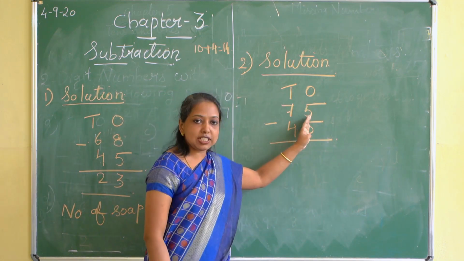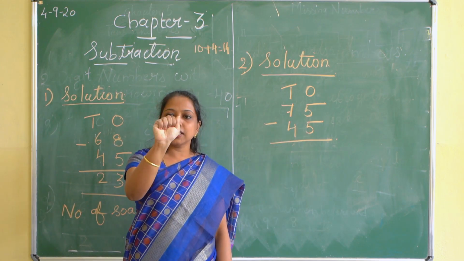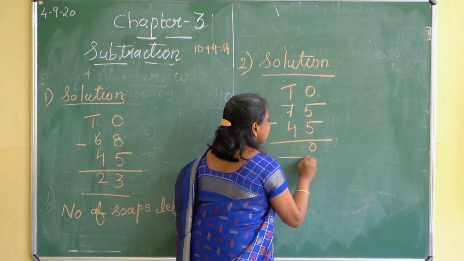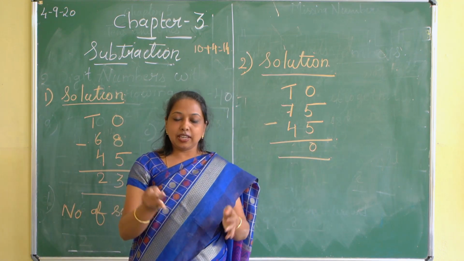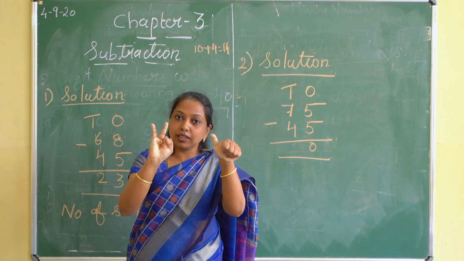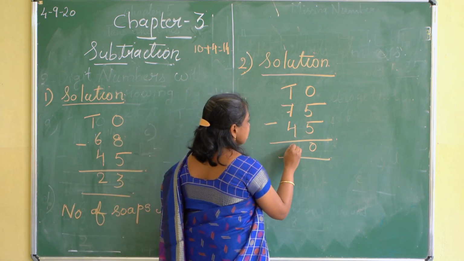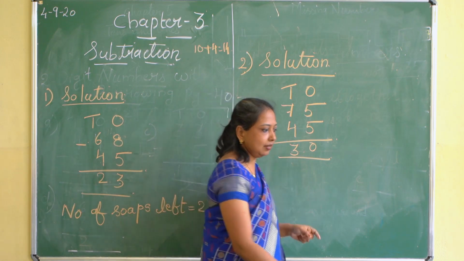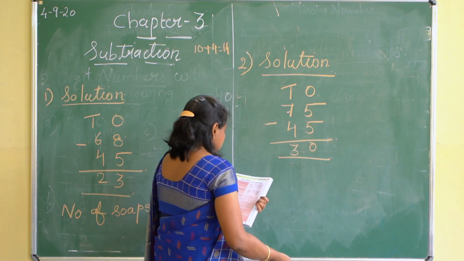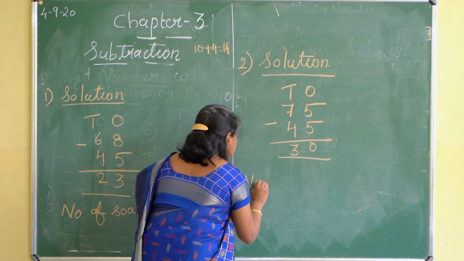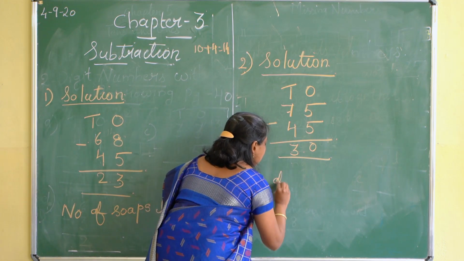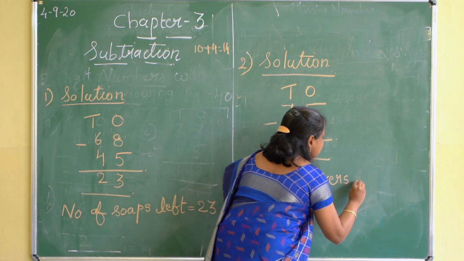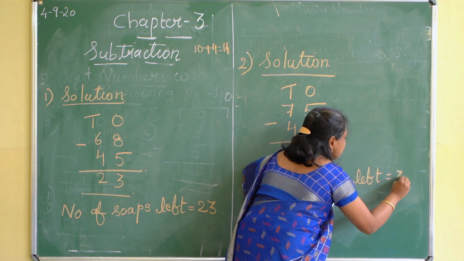We will start from the ones place. 5 minus 5. What you got? Nothing. Means 0. Now 7 minus 4. What you got? 3. So what is the answer? 30. So the final answer is number of stickers left is equal to 30.